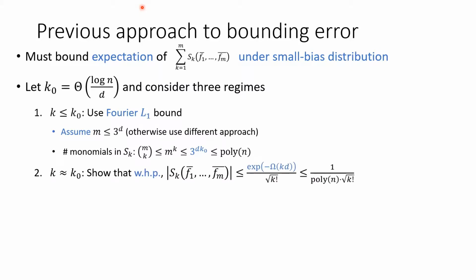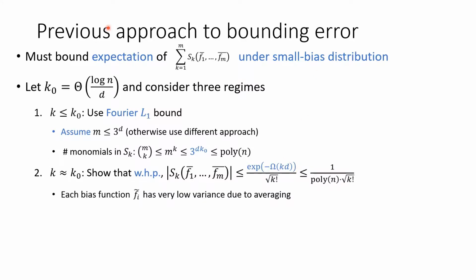Next, consider the middle error terms, i.e. the case that k is approximately equal to k0. Not only are these terms near zero in expectation, we also show that they are near zero with high probability. At an intuitive level, the reason is that the bias function involves averaging over a bunch of random inputs, which smooths everything out and reduces all the variances. Quantitatively, the bound we get this way is exponentially small in this quantity, k times d.